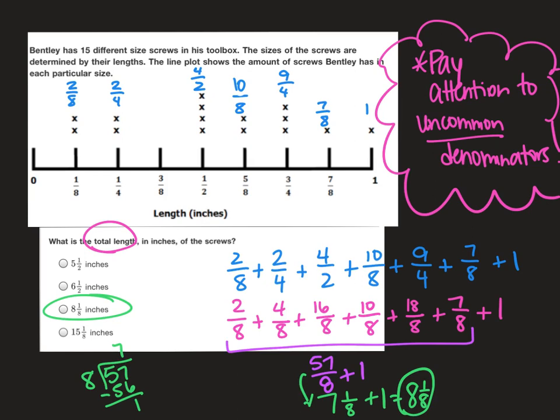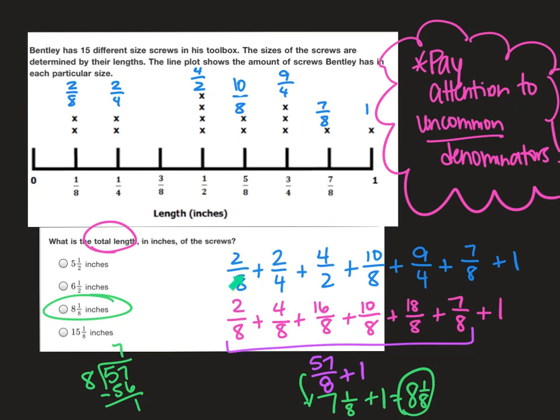Okay, on this problem, I have a lot written, but I'm going to go step by step and show you how I came to this answer. So the first thing is that we see that they're asking for a total length. I wanted to do this problem specifically because I wanted you to pay close attention to the fact that all these fractions do not have common denominators. So we have to look out for those uncommon denominators and know that we're going to have to change them.